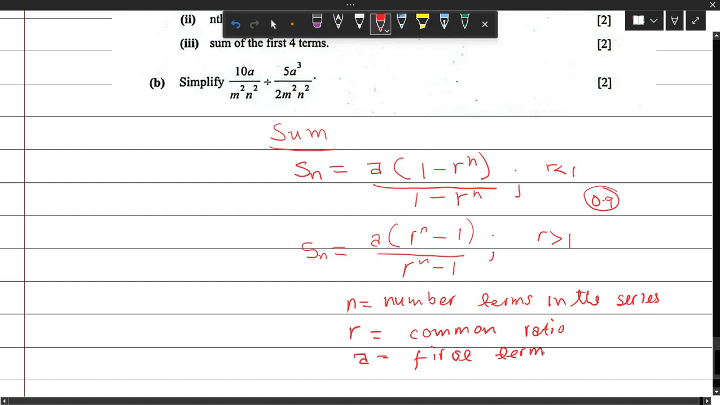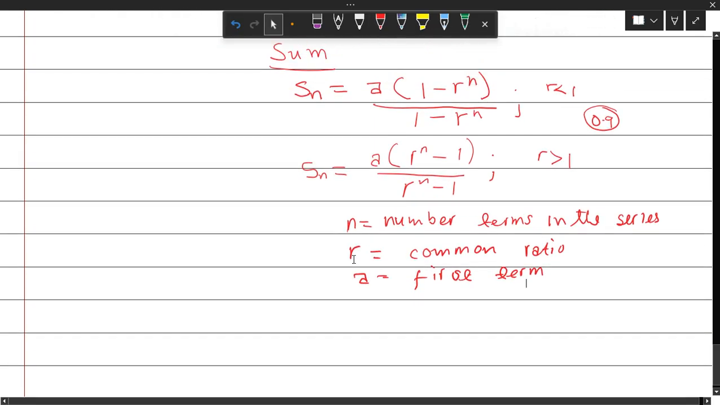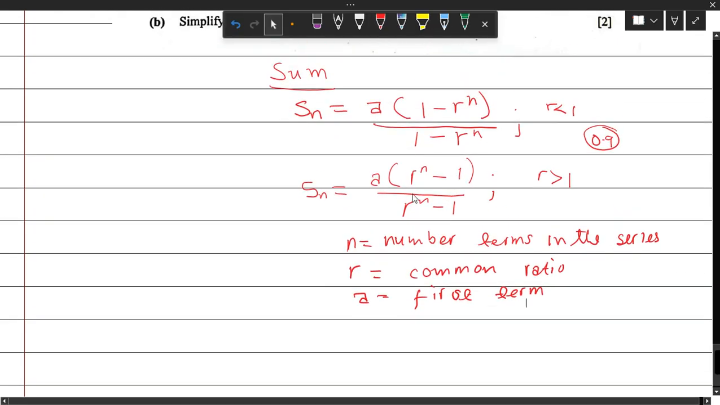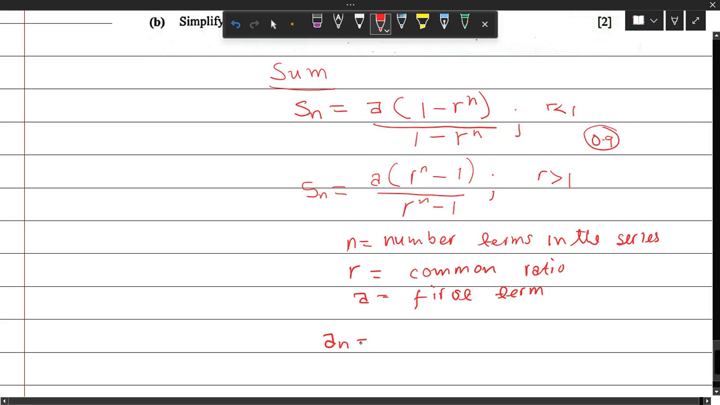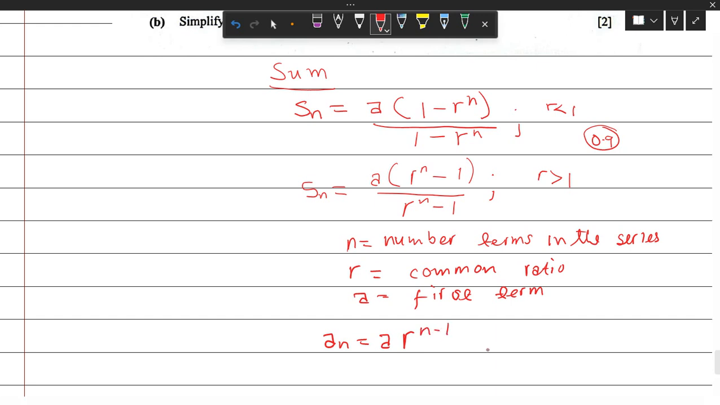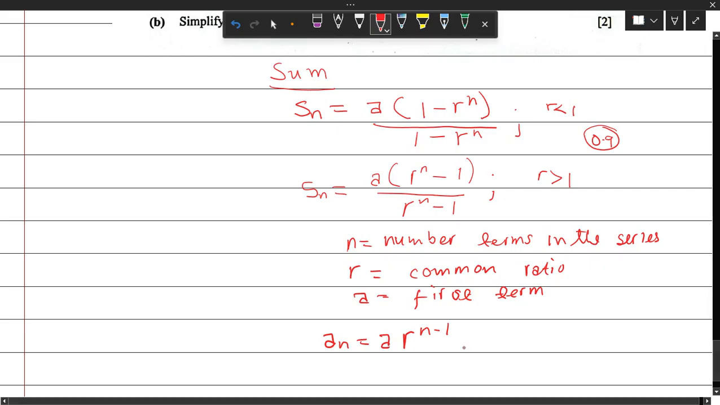Now one more formula. You only have 2 formulas, which is very easy to remember. In fact, you don't have to remember the formula for the sum because it's provided in the paper. What you have to remember is one more formula: An equals A r to the power n minus 1. Here A is the first term and r is the common ratio.